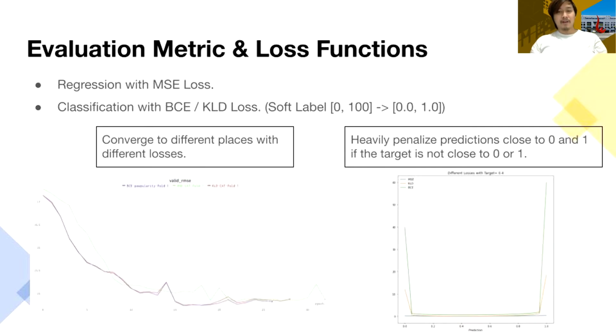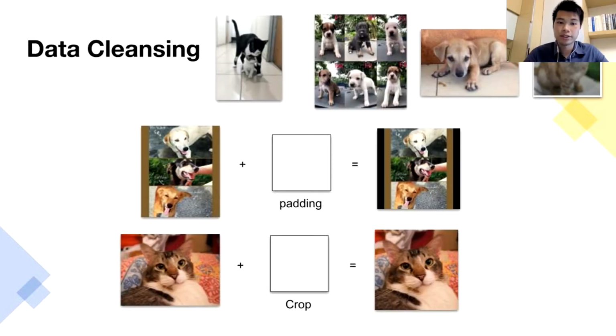Other than BCE loss, we also discovered that KL divergence loss is useful. Similarly, it is a classification loss, but if you look at the chart on the bottom left corner, both BCE and KLD loss produce a training process that is slightly better than the MSE loss, but they actually converge to different locations. So at the end, we will use these three functions to train model variants for ensemble learning purposes. Let's talk about the data cleansing part.